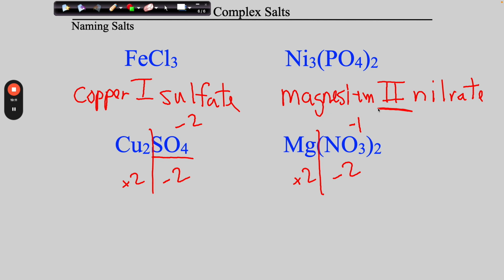Oh, my T didn't get crossed. But guys, you just name it. So if magnesium can only have one charge, this is magnesium, this is nitrate, and you're done. That's all you got to do.